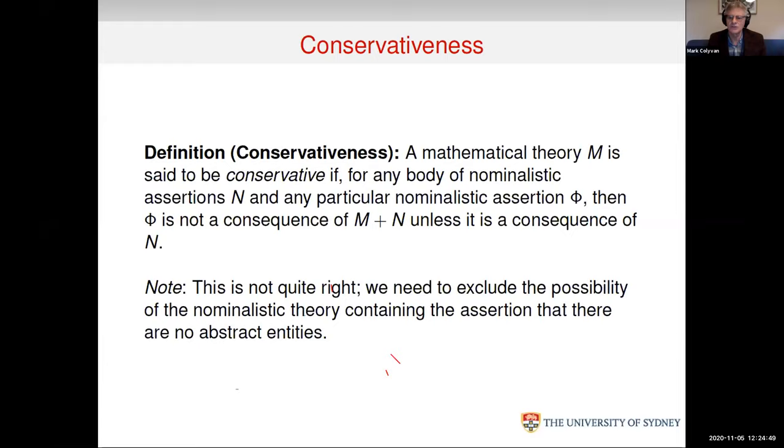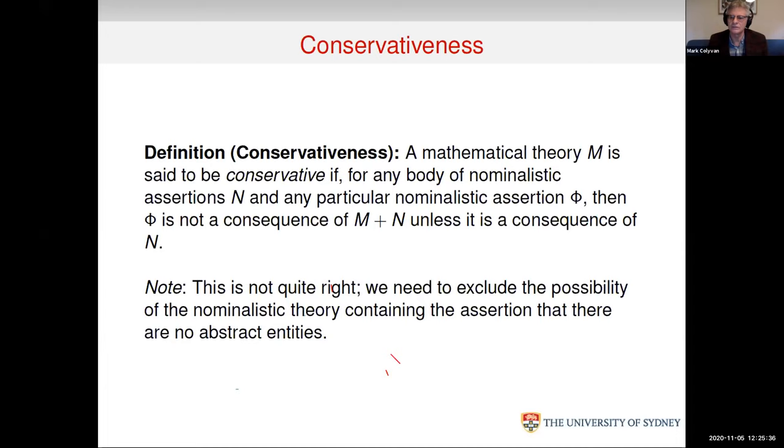So it turns out that mathematics is an expedient way to get these consequences, but it doesn't give you anything new. It will give you new things, right? Once you add mathematics, you get things like there exists a continuous function, there exists a differentiable function, and so on and so forth. You get all these consequences that come out of the mathematics, and maybe some mixed statements, like there exists a differentiable function that maps from the space-time manifold to the real numbers. But that's not a purely nominalistic consequence. So if you restrict your consequences to the nominalistic consequences, if mathematics is conservative, you won't get anything out of the combined M plus N that you couldn't have got out of N on its own.